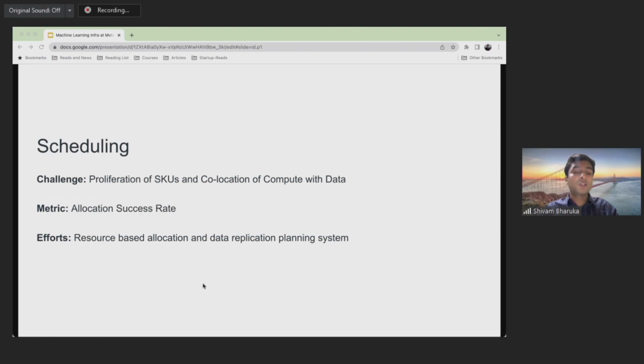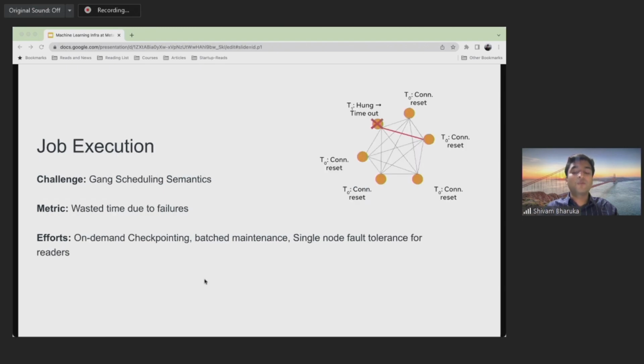And then we have also designed a data replication system, which looks at the patterns of jobs being scheduled in different data centers and replicates data and plans for it in advance. The next one is job execution itself. As I mentioned, you have a gang scheduling semantic required by ML training jobs. This means that a failure in one of the nodes in a particular job leads to a restart of the entire job itself. This is not ideal, and this leads to a bunch of challenges in terms of debugging, in terms of impact to the job itself.